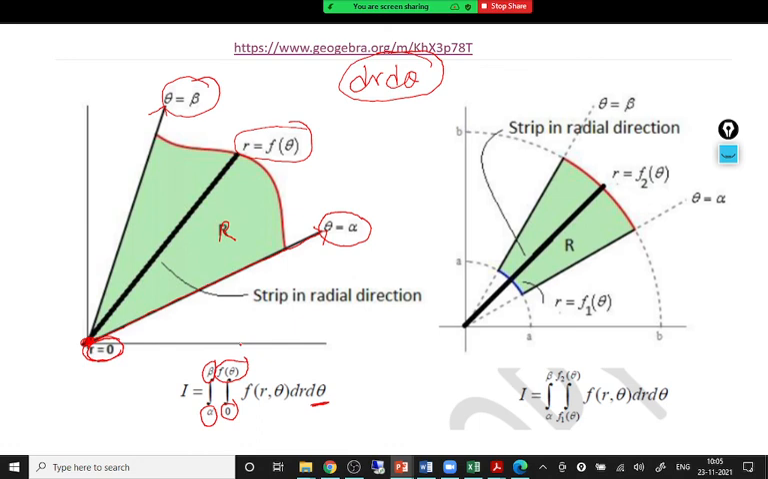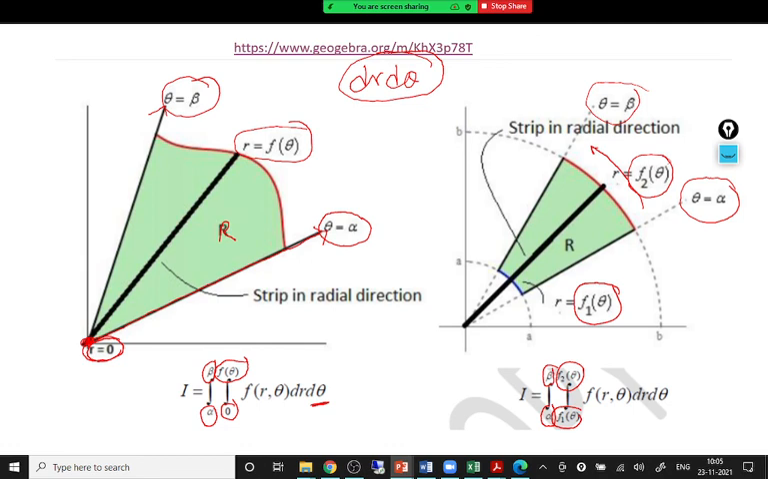Now in case 2, you will observe the minimum and maximum theta are the same, alpha to beta. So the outer limits are the same, alpha to beta. But this strip is rotating from theta equal to alpha to theta equal to beta. We are dragging it this way. But at that time, the strip enters the region at f1 theta and the upper end touches the curve f2 theta. So the limits are f1 theta to f2 theta. That is about the limits of r.